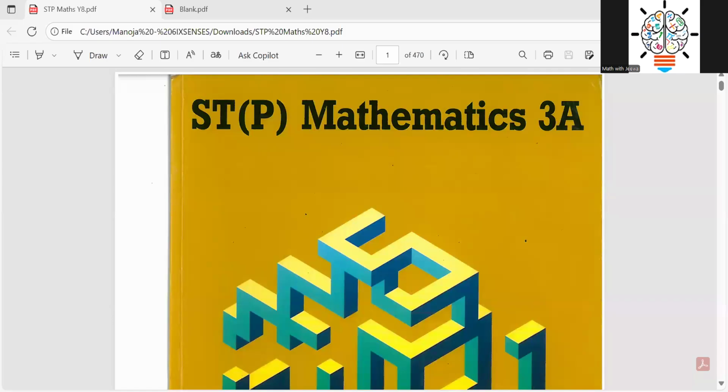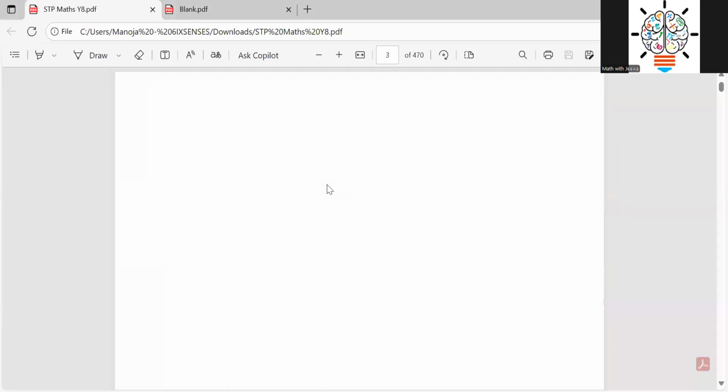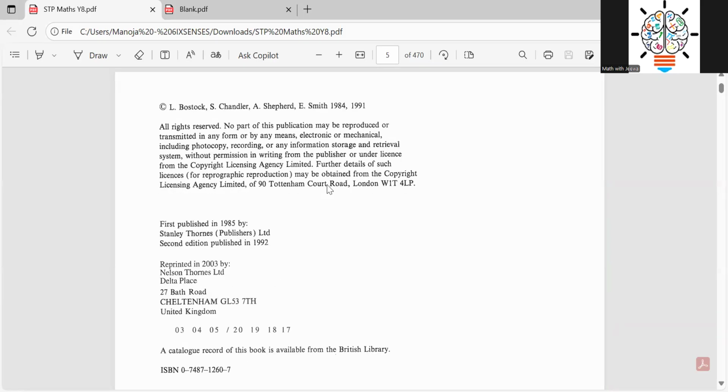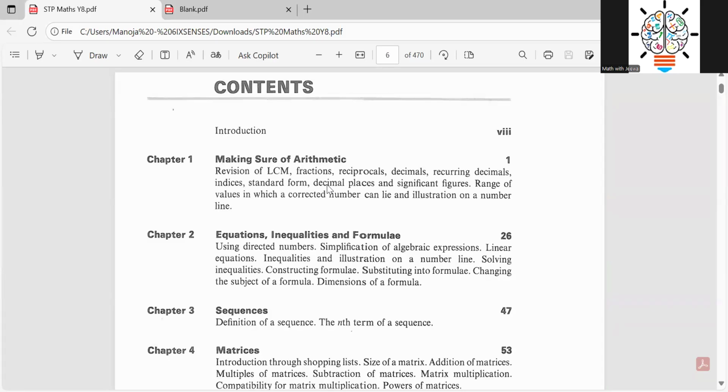Hello students, this is day 19 of STP Mathematics 3A lesson series. By now, we have completed the whole content related to chapter 1. Today we are planning to start chapter 2, equations, inequalities and formulae. So we have done everything related to chapter 1 and we will start from chapter 2.